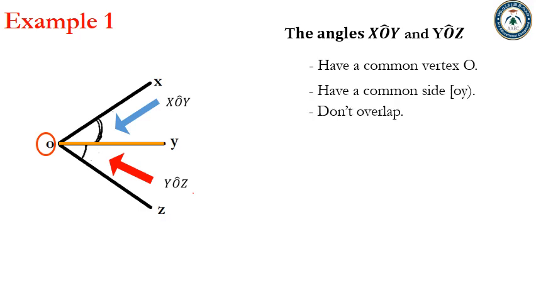They don't overlap. It means one is to the left and one is to the right of the common side. They are located on either side of the common side. You see? Therefore, the two angles are adjacent.